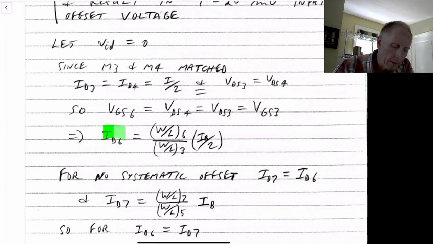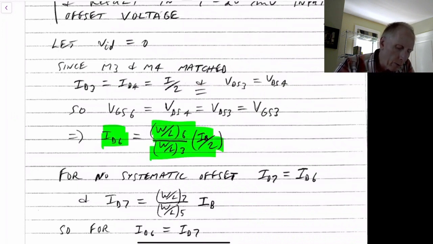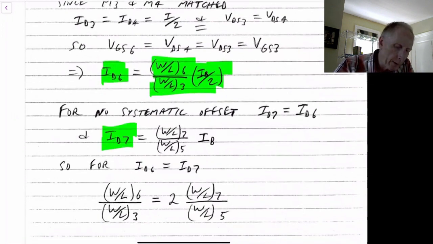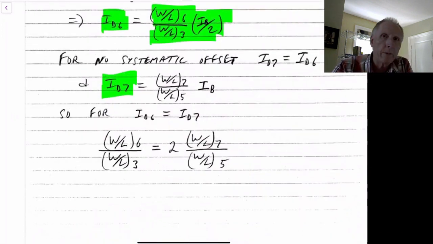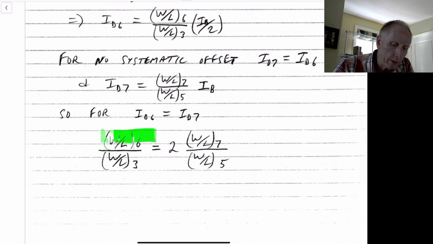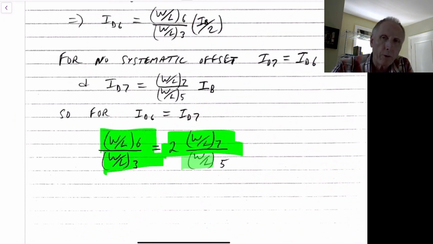We set this ID6 equal to ID7, so we get no offset. So we're just setting these two currents equal to each other. If they're not equal to each other, one current source is trying to pull it up and it'll pull it all the way to VDD, or the other is going to try and pull it down all the way to ground. So we set them equal to each other so they're not fighting each other. We end up then with this equation down here, and that's the relationship we need to keep true in order for there to be zero systematic offset.